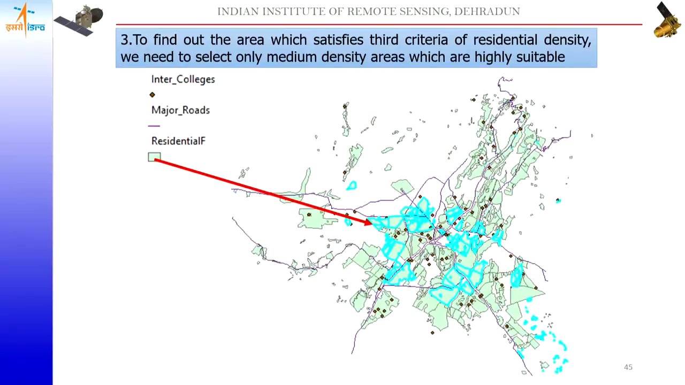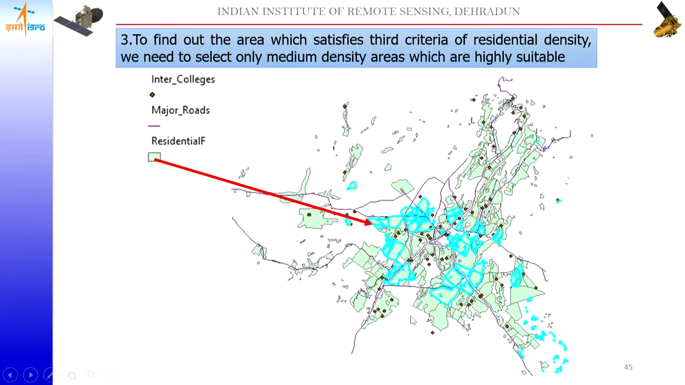Now our third criterion was to find those regions with the medium density residential area. So I'm assuming that we have a residential layer here and we have an attribute called density, where the value of the density is medium. So I'm using an attribute query for filtering the residential areas based on medium density. So I got these regions.